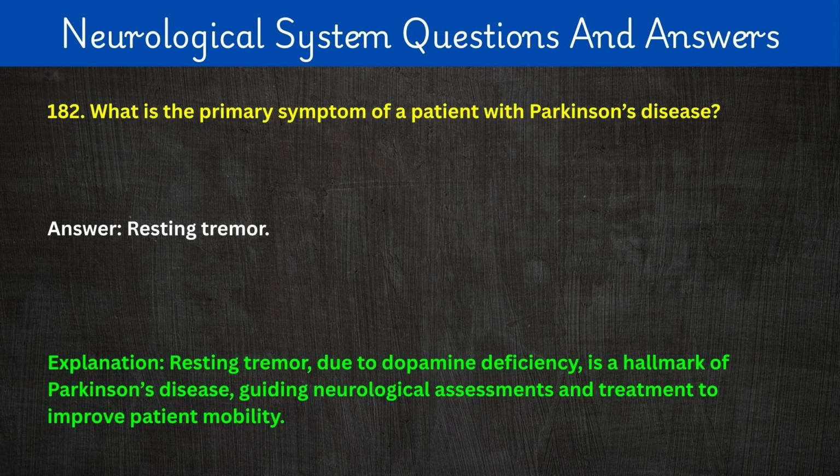182. What is the primary symptom of a patient with Parkinson's disease? Answer: resting tremor. Explanation: resting tremor, due to dopamine deficiency, is a hallmark of Parkinson's disease, guiding neurological assessments and treatment to improve patient mobility.